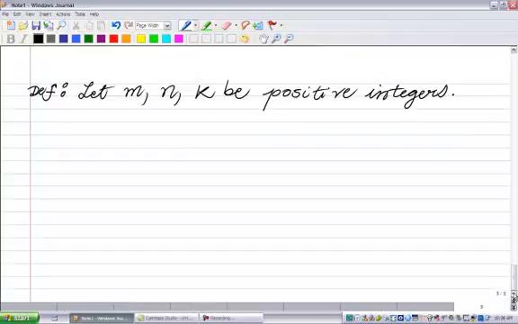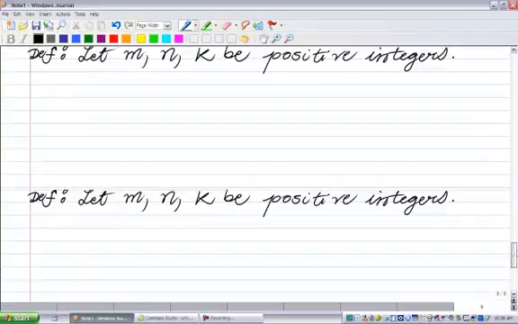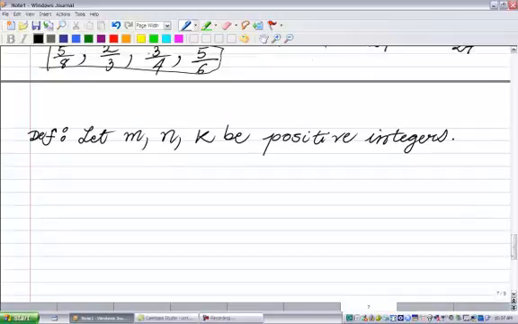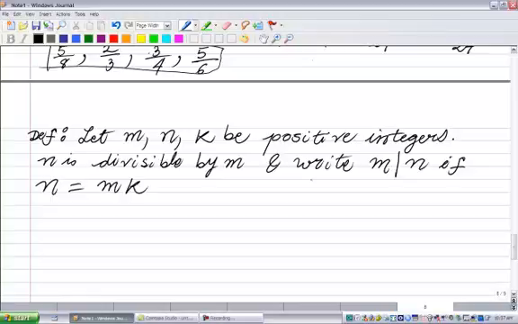So we are going to say the following: that n is divisible by m, and write m, a vertical slash, n, if n is equal to m times k for some k.